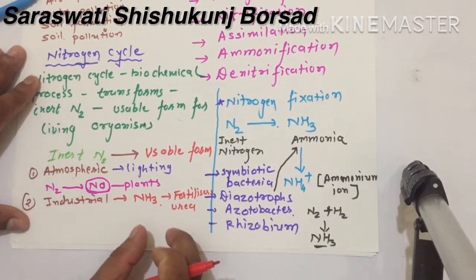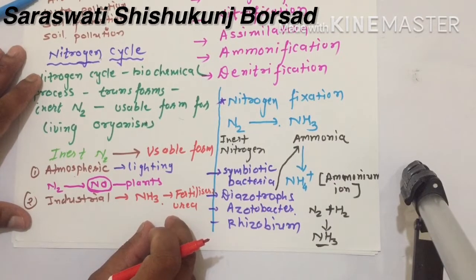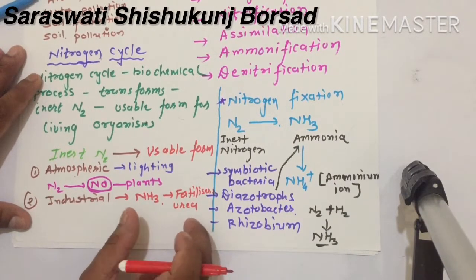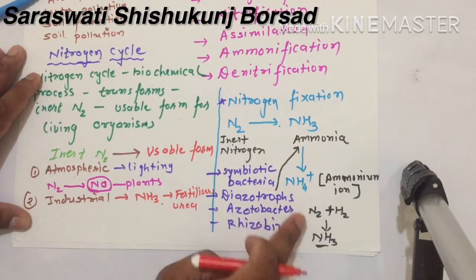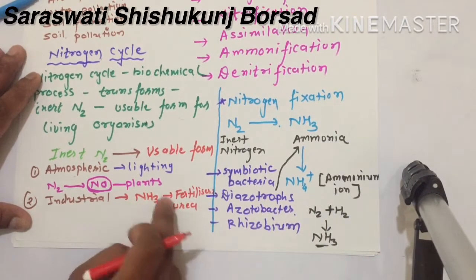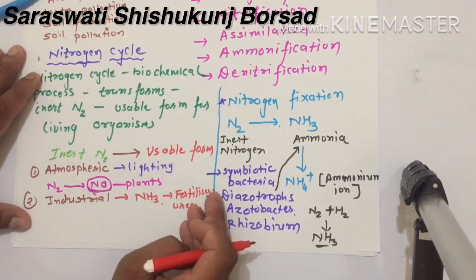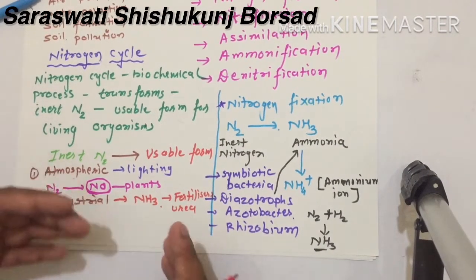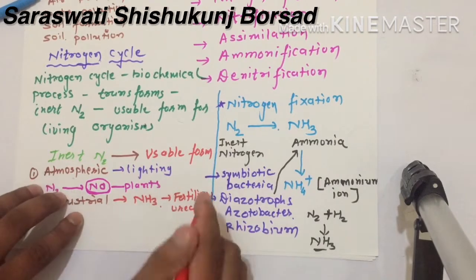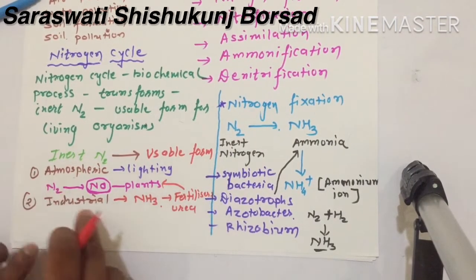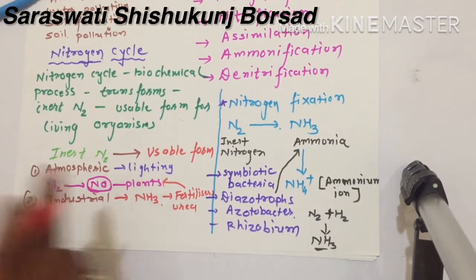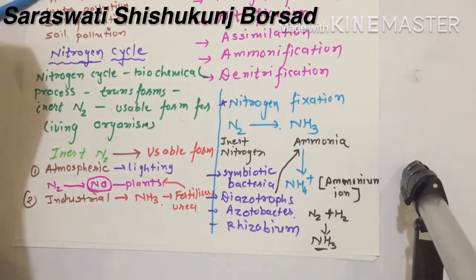So in industry, by combining nitrogen and hydrogen, ammonia is produced, which is converted into fertilizers like urea, and these fertilizers are utilized by plants. So this way also, by the industrial process, nitrogen is fixed.